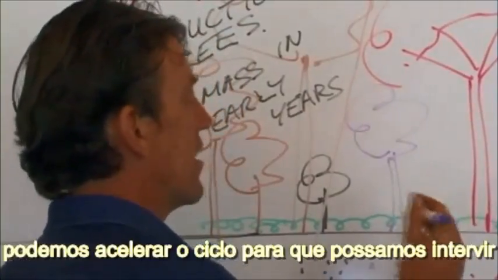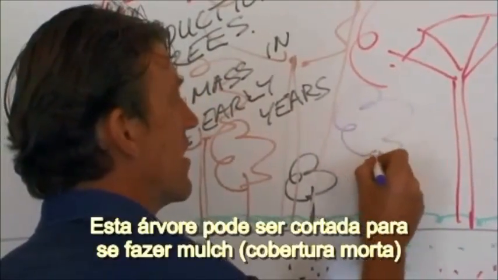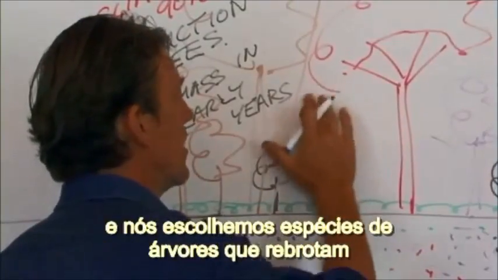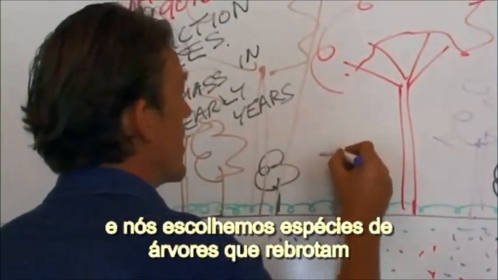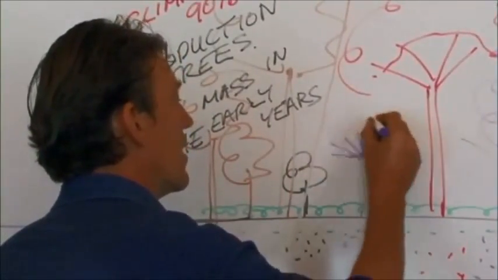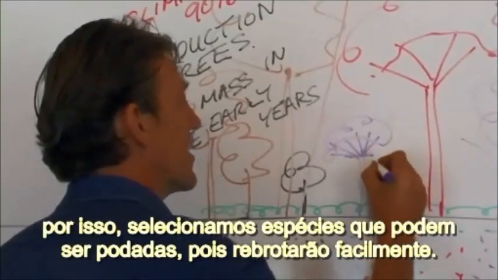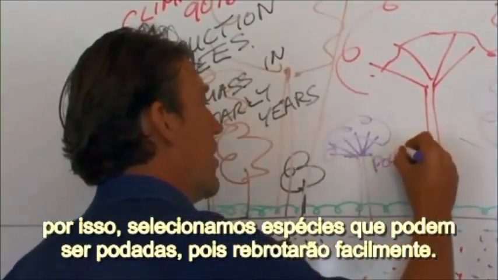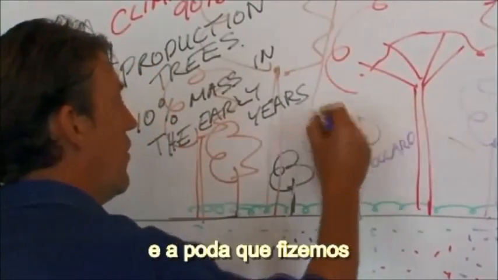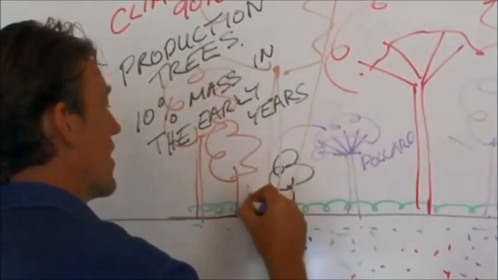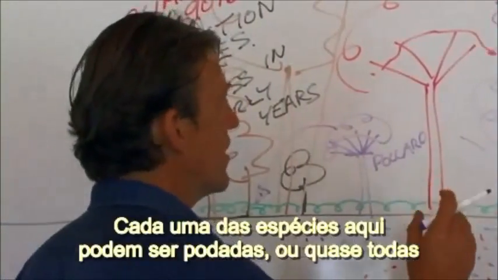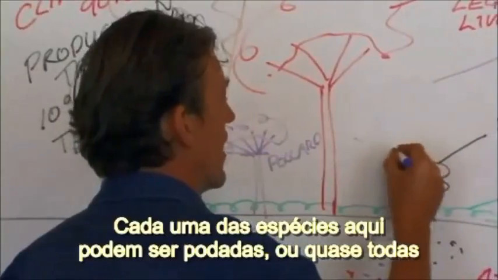So we can come in and we say this tree can be cut for mulch, and we've chosen species where that tree will regrow again. So there is selected species that will pollard, they will regrow. Now the mulch that came off there goes to a fruit tree. Every one of these species here can be cut, or most of them.